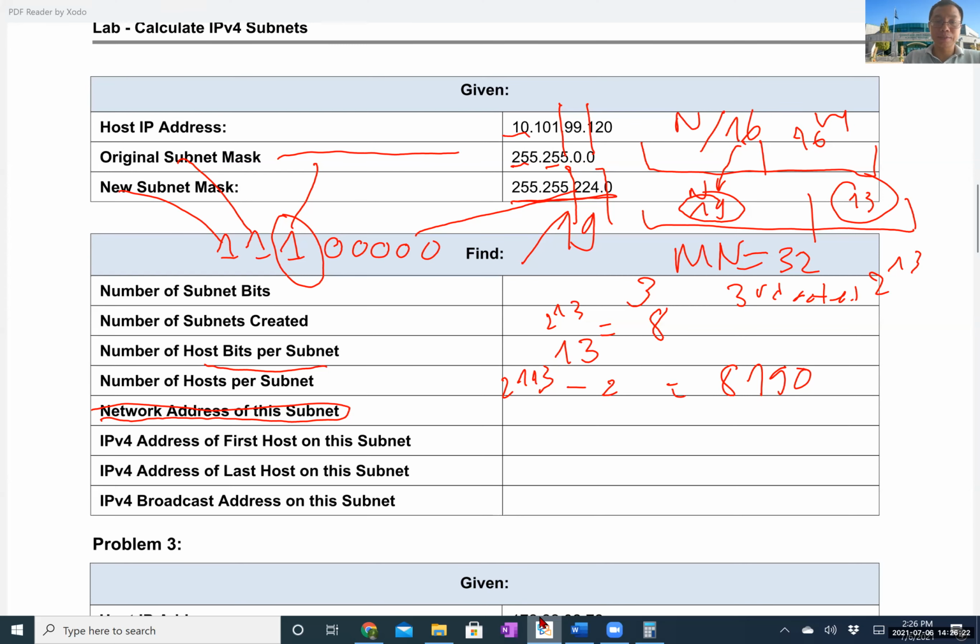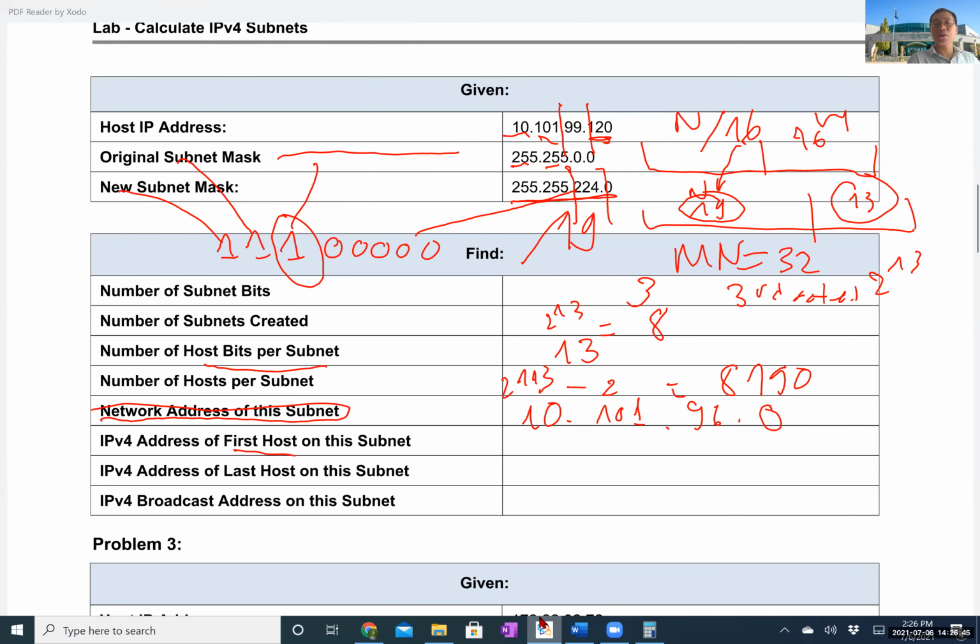So for this one, you know that this one keeps the same. You have a 10 here. This one keeps the same. You have a 101 here. This one is 96 here. And this one, you change it to 0, right? Every bit in the host portion of the network portion is 0. That's why you change it to 0 here. All right. So now 10.101.96.0 is the network address.